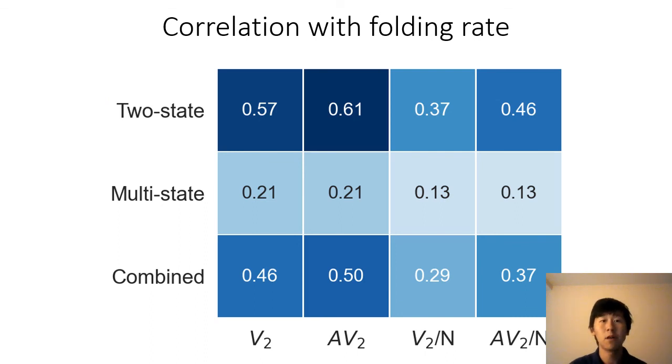This map here shows all of the correlations that were calculated from this second approach. 0.21 here, for example, means that for the set of multi-state proteins, the folding rate showed about a 0.21 correlation with the PDF of AV2 of the native state. The correlation with multi-state proteins here is quite poor. The distributions work much better at predicting two-state folding rates.